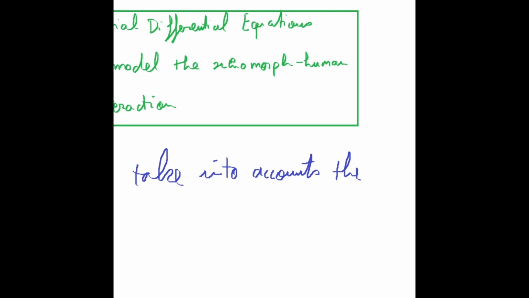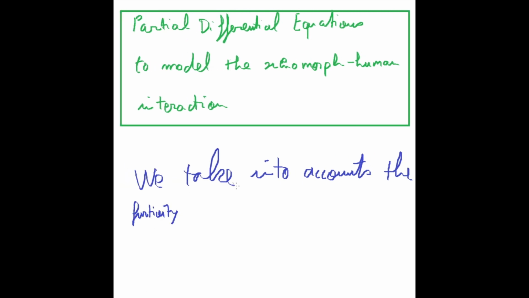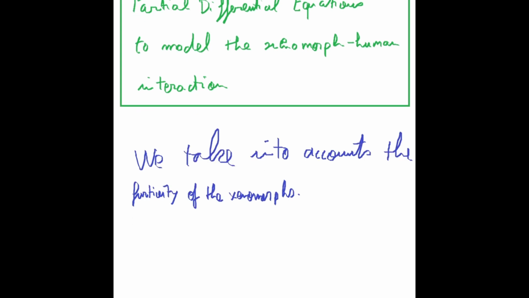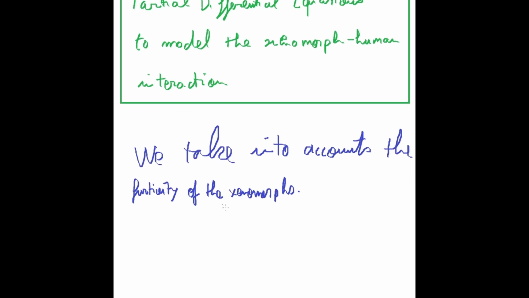First, we need to take into account the fluctuativity of the xenomorphs. Their stealth is not a matter of choice, but of inherent design. It is a core component of their behavior and their capacity to kill. You have to take this into account. It is very important and relevant to this study of the interaction between human and xenomorph.